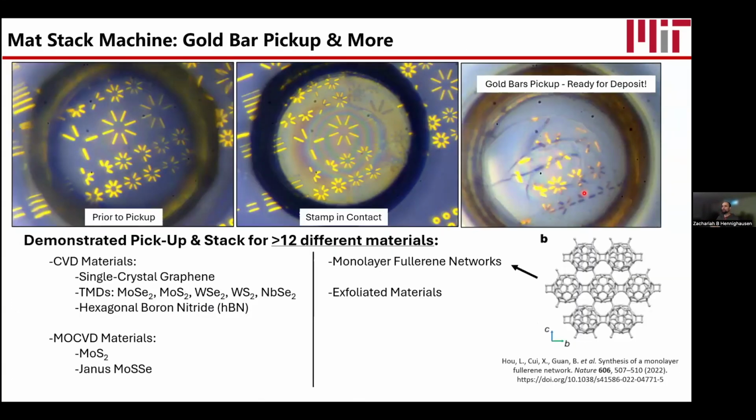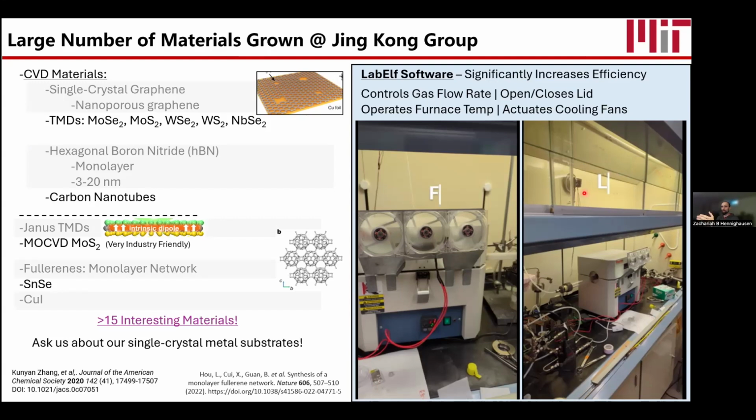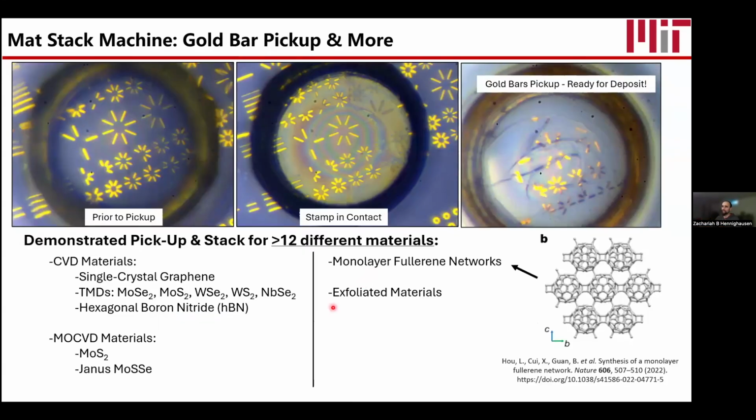Okay, so we have all these different materials. Which materials have we stacked? So up until now, I've been able to stack single crystal graphene, MoSe2, MoS2, WSe2, WS2, niobium diselenide. Actually, technically, I guess it was oxidized at the time, but it used to be niobium diselenide. Hexagonal boron nitride, different layers. MoS2 from the MOCVD front, MoS2 and a Janus variation of MoS2, modular fullerene networks, and exfoliated materials.